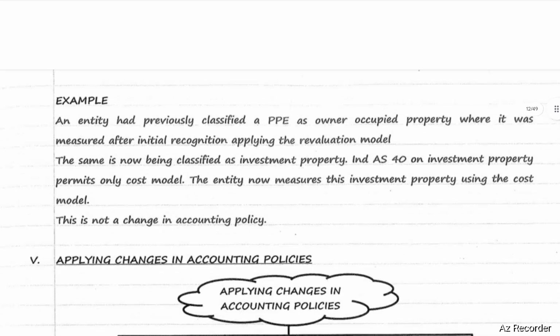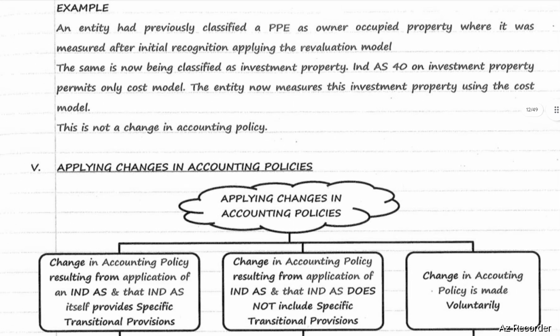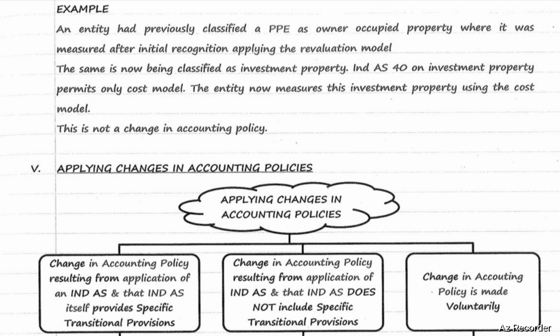Example, an entity had previously classified a PPE as owner occupied property, where it was measured at initial recognition applying the revaluation model. The same is now being classified as investment property. Ind AS 40 on investment property permits only cost model. Here, as per Ind AS 40, revaluation model is not applicable, not permitted. The entity now measures this investment property using the cost model. This is not a change in accounting policy.